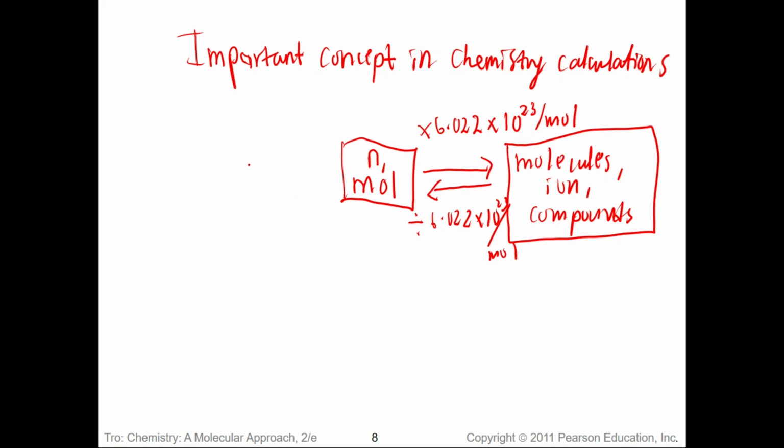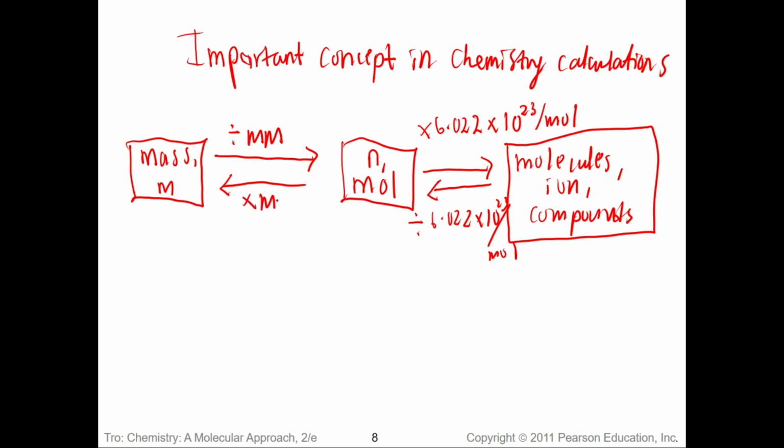Meanwhile, for mass, usually we put the symbol as m. From mass to mole, you divide with molar mass. From mole to mass, you times with molar mass. So this is a very important concept in chemistry calculations.